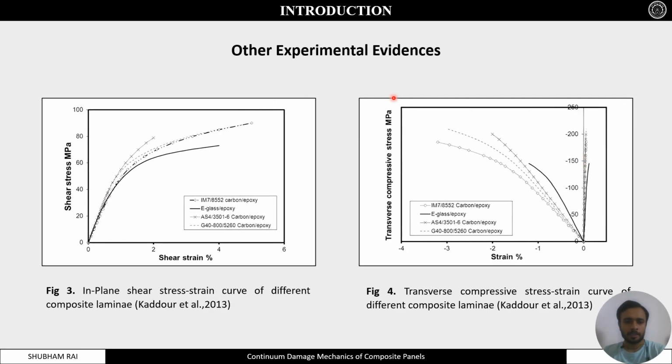These are the other experimental evidences. Mainly we have taken this AS435016 carbon epoxy material. It is a brittle material. Still, there is nonlinearity present in these testing curves, here and here. It depicts that this nonlinearity is due to damage, because this is a brittle material, so plasticity will not be present.